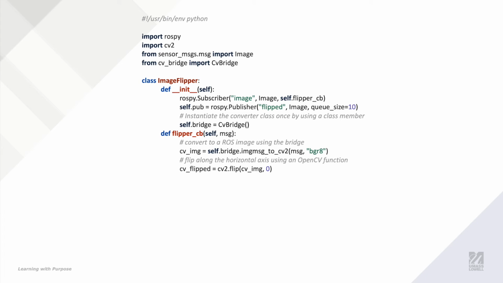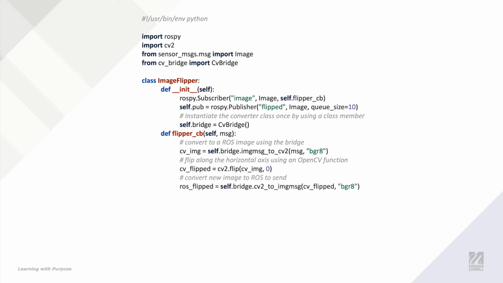Next, we do our actual work here. We call the cv2.flip function, which flips our image. The 0 here tells it which axis to flip over. The input image is cv_image, and then it goes into a new image, cv_flipped. I call it cv_flipped to indicate it's an OpenCV image and not a ROS image. You can, of course, use whatever naming conventions you like. But this is all we need to do to actually flip it. So now we're ready to send it back out.